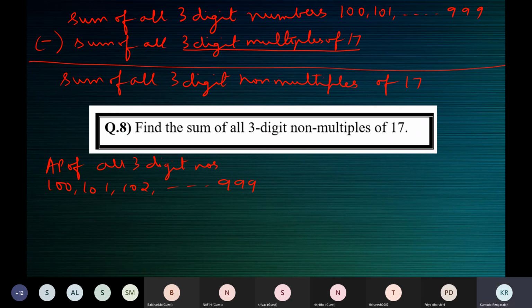What is the sum of all the three-digit natural numbers? Okay, how many three-digit natural numbers do we have? 900. 900, is it? Yes, ma'am. How do you work that, Tirunesh?